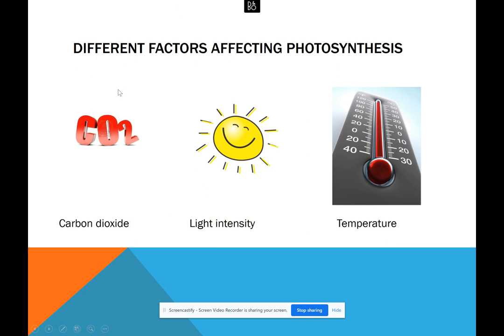Again, these are the different factors affecting photosynthesis. We know that carbon dioxide concentration is important. The amount of light, the light intensity, is also important. Temperature will definitely affect the rate of photosynthesis as well.